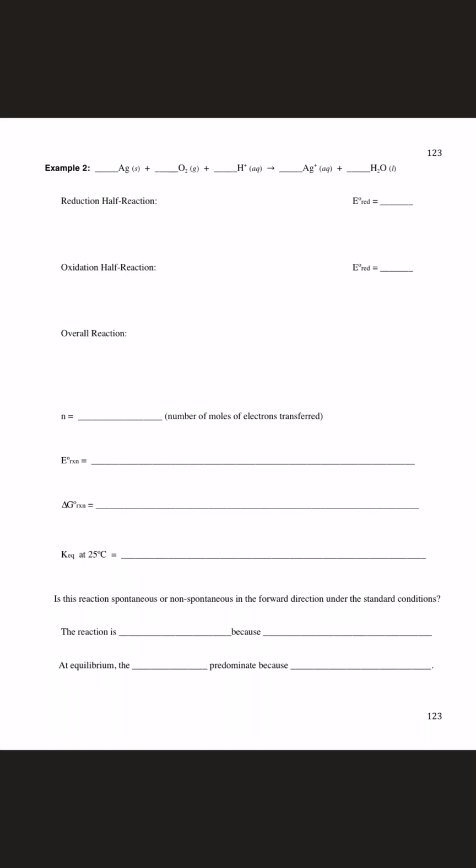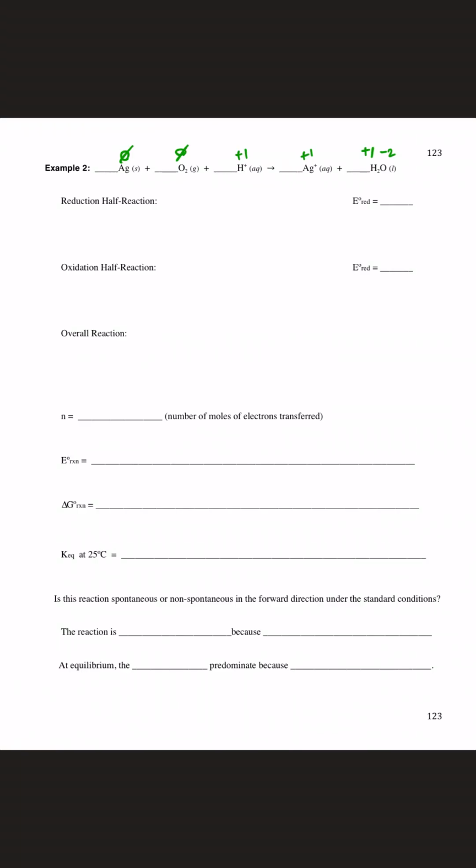For example 2, again, this reaction is not balanced yet, so it requires you to input a coefficient in front of each of those. First, you will need to determine the oxidation number for each of those. A free element would be 0. Hydrogen would be plus 1. Silver would be plus 1. For water, assign oxygen first, followed by hydrogen.